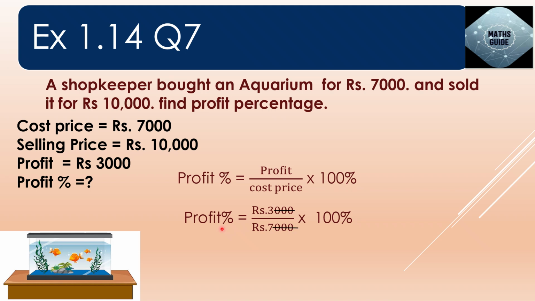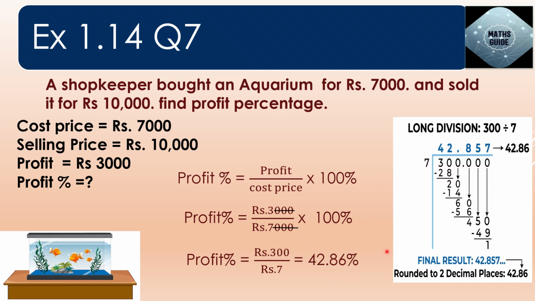dividing it by 1000. Now this 3 will be multiplied by 100. We have 300 over 7, and when we divide them, we get 42.86%, rounded off to 2 decimal places. You can see the working over here. This is the division of 300 divided by 7. So we have 42.857, which is then rounded off to 2 decimal places. So it means the profit percentage is 42.86%.